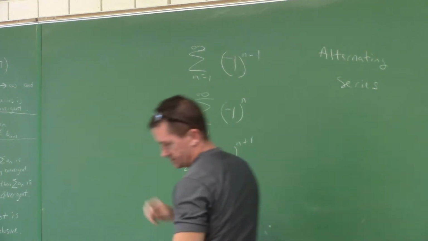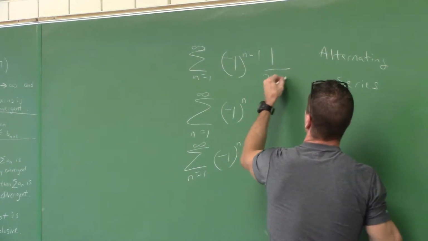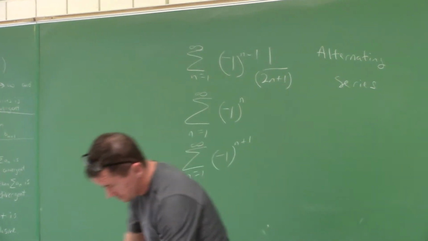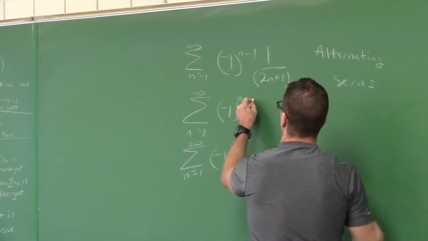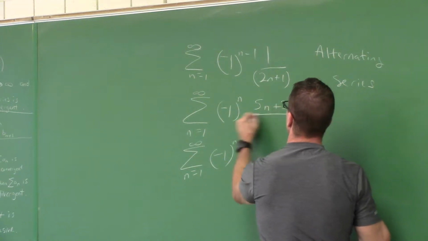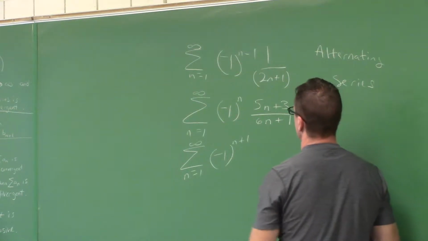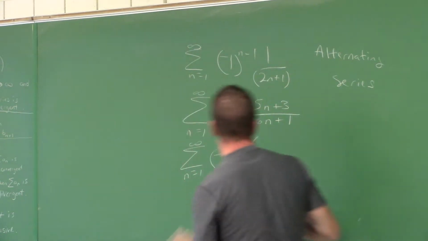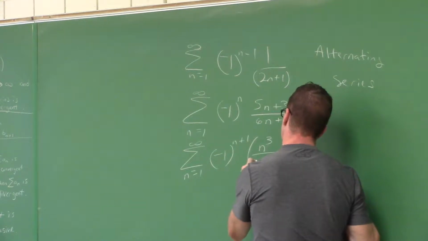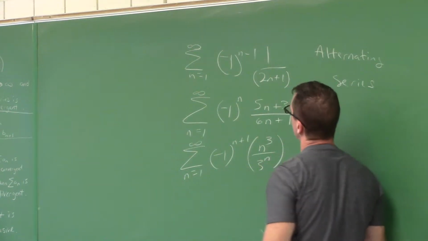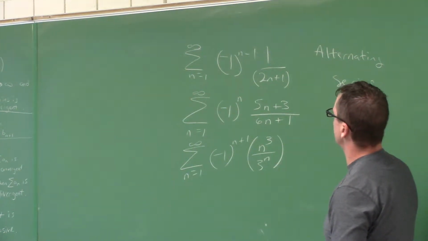Here's something like, let's say we have a 1 over 2n plus 1 in the book here. I'll do 5n plus 3 over 6n plus 1. And something about n cubed. These are just 3 examples of the kind of stuff we'll see, but maybe we can use the alternating series test on series like this.